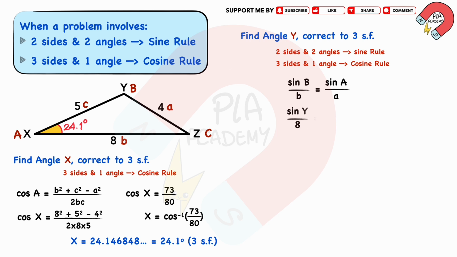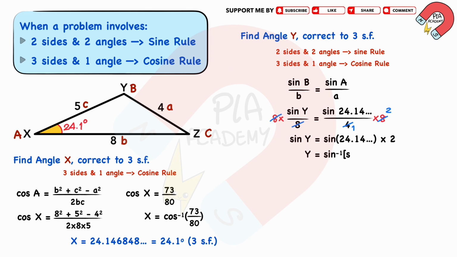Substitute our values: y for angle B, 8 for B, unrounded angle X for angle A, and 4 for A. Multiply both sides by 8, so sine y equals sine 24.1 times 2. To find angle y, use the inverse sine function. So y equals sine to the power of -1 of sine 24.1 times 2. Using a calculator, we get angle y equals 54.9 degrees to 3 significant figures.